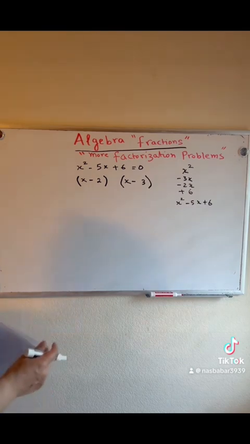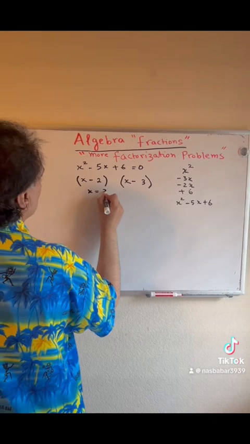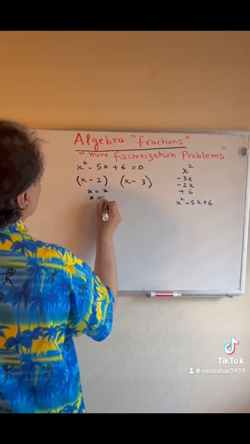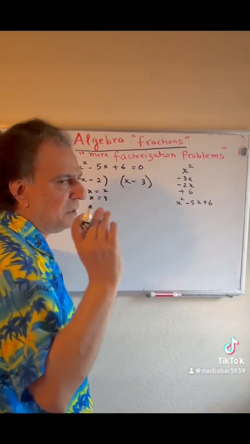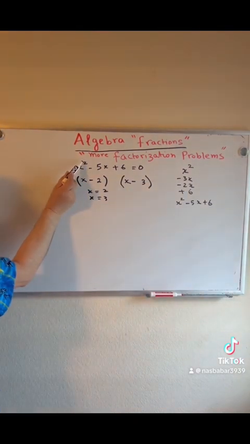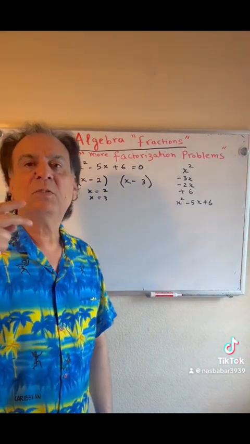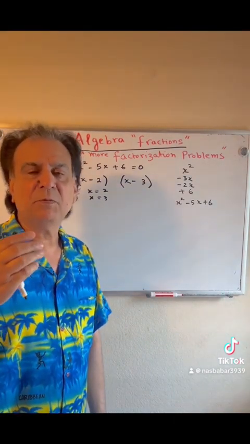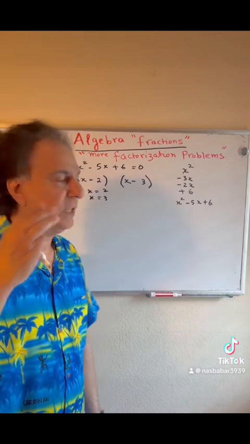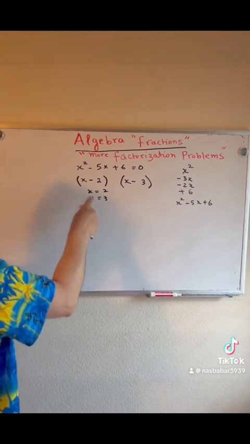So that checks out. Wow, good. Now it has two answers: x can be equal to 2 and x can be equal to 3. Like I told you in my last lecture, this exponent, the square, dictates how many answers you have. If it's x cubed, you'll have 3 answers. If it's x to the fourth, you'll have 4 answers. But in this case, it's x squared, so I have 2 answers.